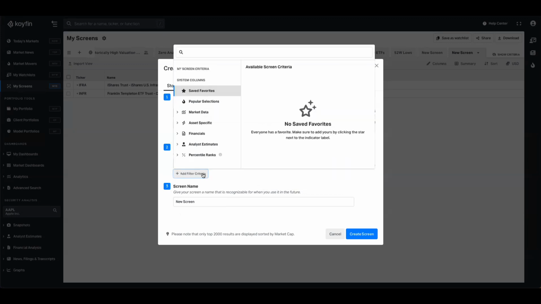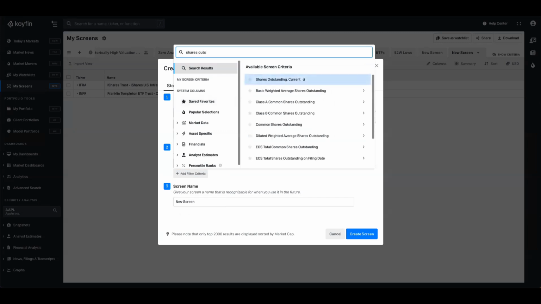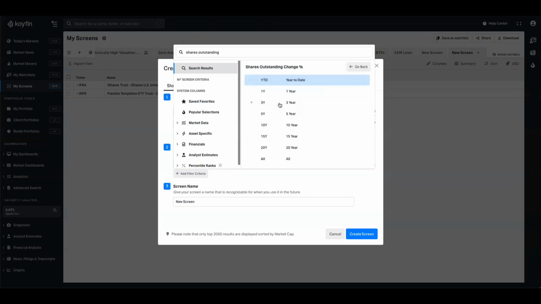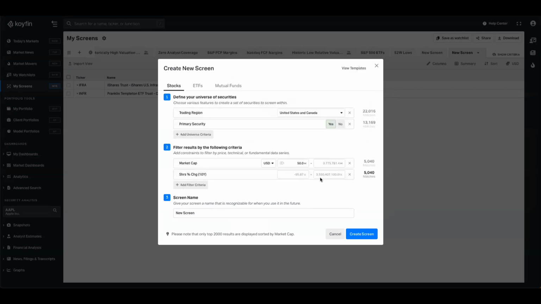And I'm going to add a filter criteria. And the first thing we want to do is add shares outstanding change. So we can see that here. And you can pick a period. So I'm going to pick 10 years. And we want the range to be capped at 0. So we don't want to look at companies increasing their share count. That carves the number of stocks down from about 13,000 to 1,000.